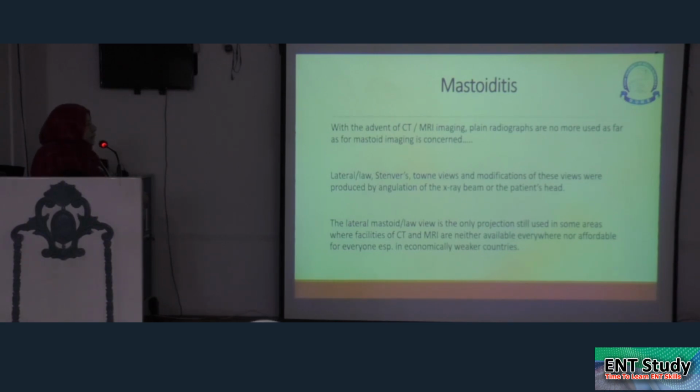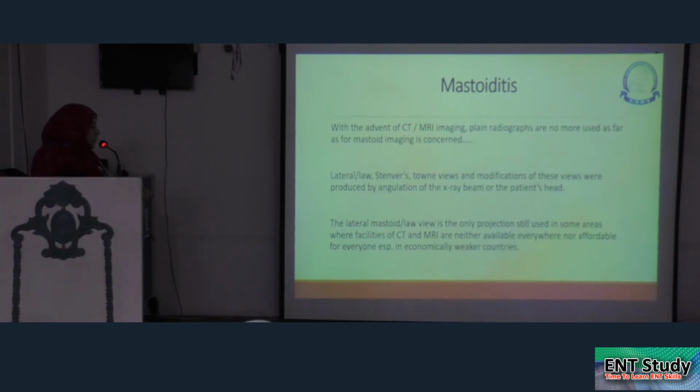Then mastoiditis, it is also a clinical diagnosis. Usually, with the advance of CT and MRI, plain radiographs are no more used as far as mastoid imaging is concerned. But initially, when only conventional radiography was available, multiple views were taken to avoid the interference of the adjacent bone. These include the lateral, Schuller, Stenvers, Towne's view, and modifications of these views with the position of the X-ray beam angulation and the patient's head.